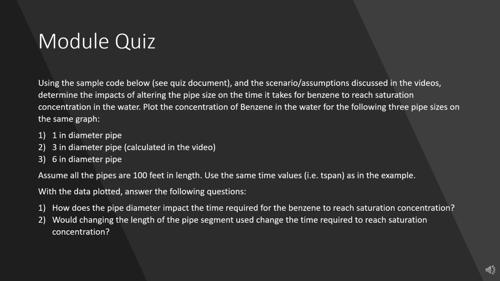Assume that all of the pipes are 100 feet in length and use the same time values, i.e. the t-span, as in the example we have shown in this video. With that data plotted, please answer the following questions. Number 1, how does the pipe diameter impact the time required for the benzene to reach its saturation concentration? And number 2, would changing the length of the pipe segment used change the time required to reach the saturation concentration?